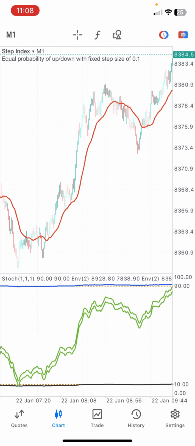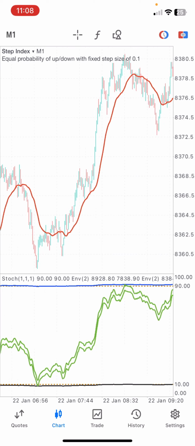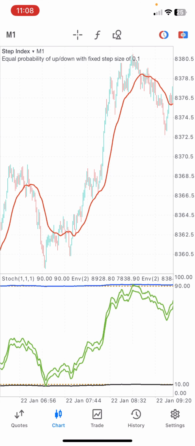Now the next thing I want to do is just to know how to use the strategy right here. Okay, so I'll be explaining how to use the strategy right now.